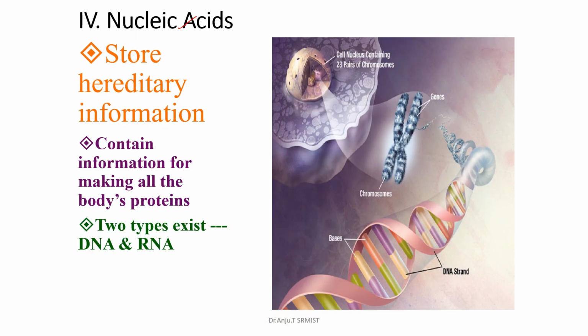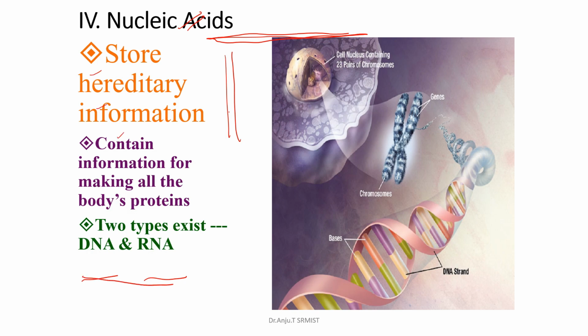The fourth type of macromolecule which we find in living organisms is nucleic acids. They are also big molecules, macromolecules. There are two types of nucleic acids, DNA and RNA. If you take the major role of these nucleic acids, they store hereditary information.